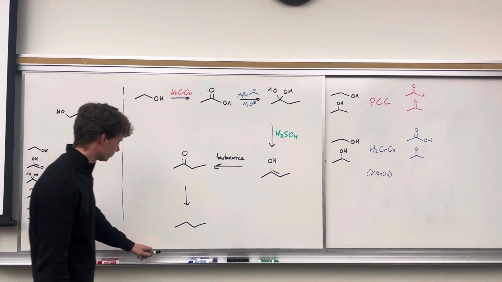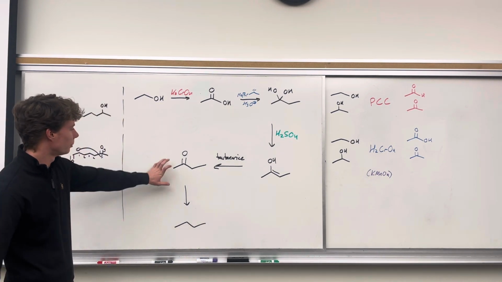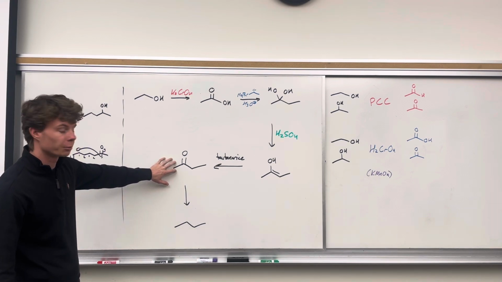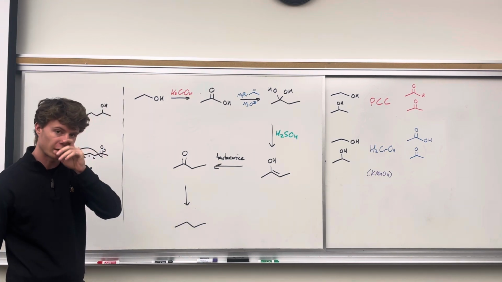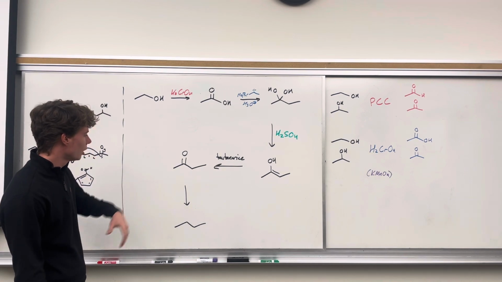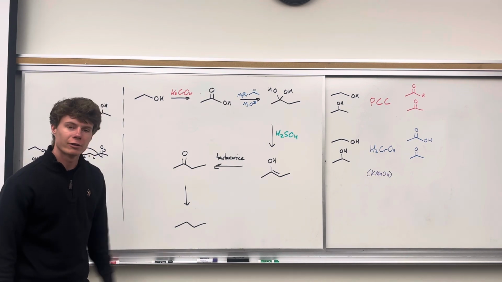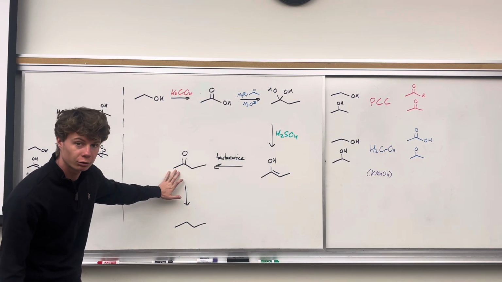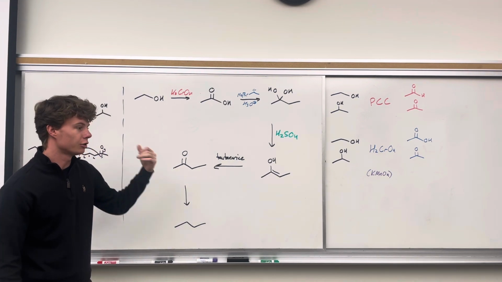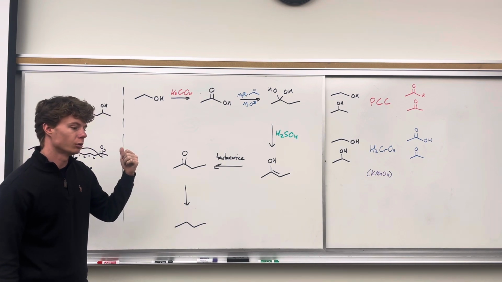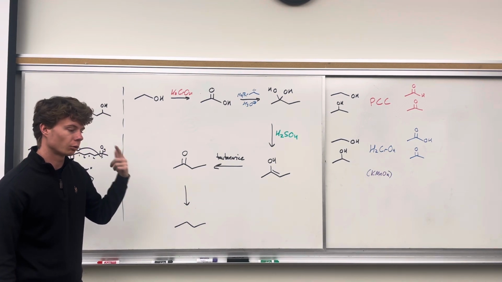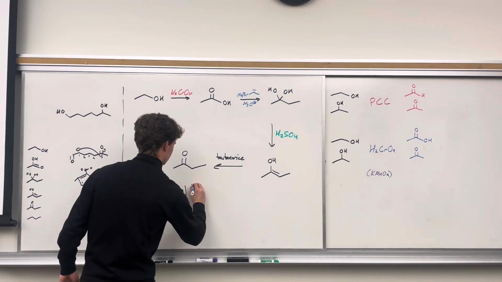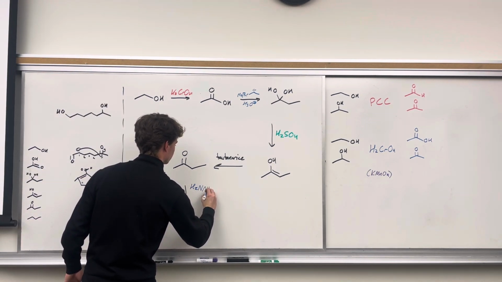And lastly, I need to go from a ketone all the way down to an alkane. So this would be a reduction reaction. What can I use here? I have a lot of choices I could do. Because I don't have any other functional groups here that could interfere, I could use Wolff-Kishner, I could use Clemmensen, or I could use Raney nickel. I'm just going to use Wolff-Kishner.